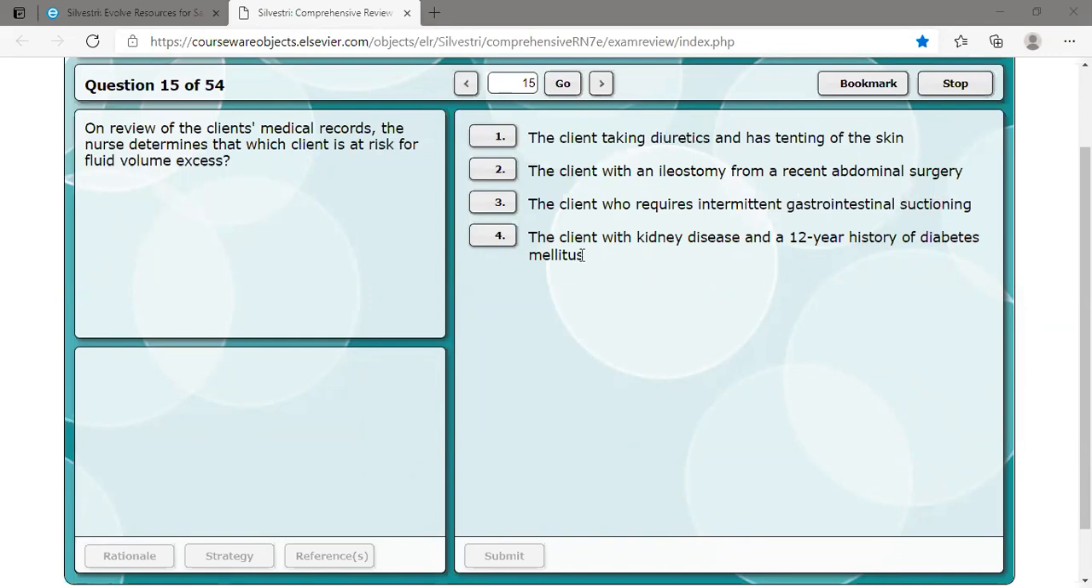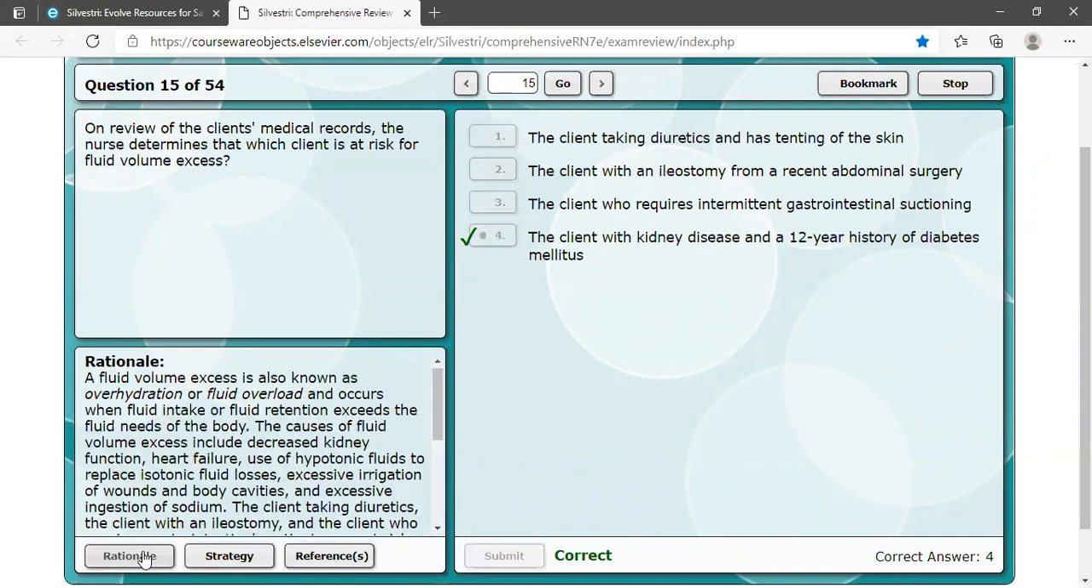Number 4, the client with kidney disease and a 12-year history of diabetes. So there are 2 diseases: the kidney not functioning and the patient has diabetes mellitus. If your kidney does not work well, the kidney fails to expel the fluid or waste products. In that scenario, the patient has a chance to develop fluid volume overload, right? So what is the rationale?